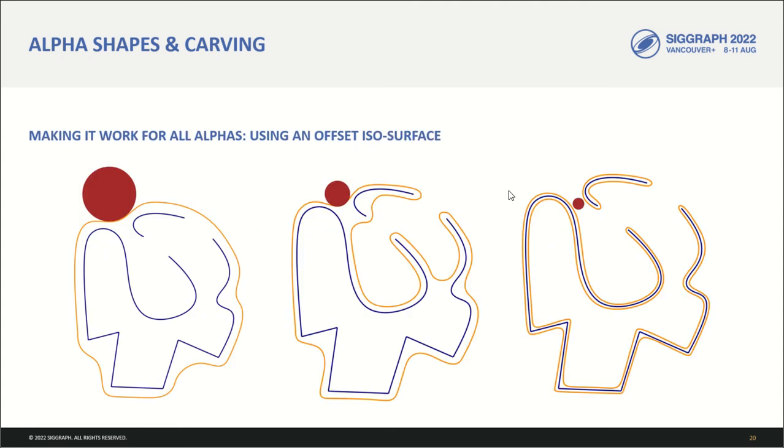Our solution is to perform alpha carving not on the input, but on the offset surface, which is the set of points at a given distance from the input. This guarantees that the result is a closed manifold shape for any values of alpha and distance from the input. However, we must now generate points on this offset surface.